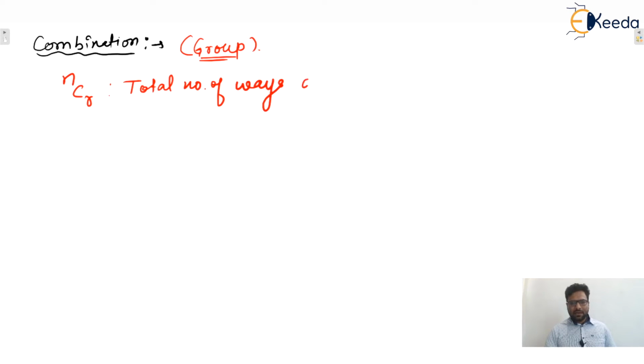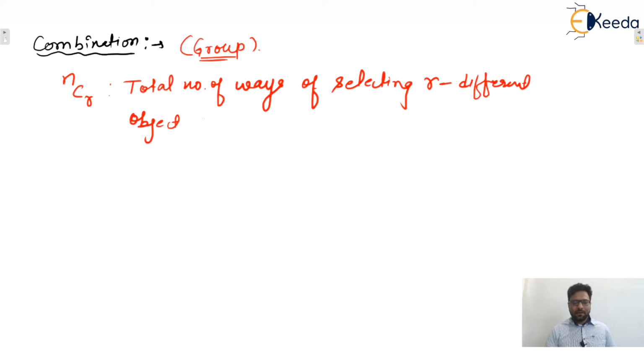of selecting r objects from n different objects. Remember, guys, n and r must be different. Then only this formula is applicable from n distinct or different objects. That means here n and r both must be different, means distinct, isn't it?